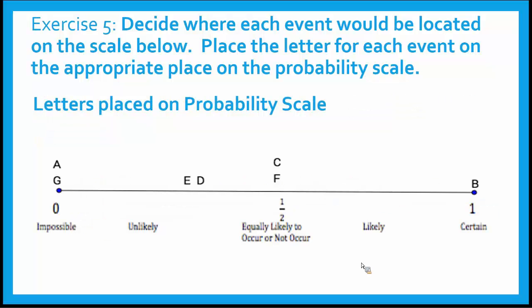So the letters placed on the probability scale would look like so. A and G are impossible. E and D are more towards the unlikely. C and F are the 1/2 or equally likely to occur or not occur. And then B is the certain. So this is where we'd want to place our letters on that probability scale.